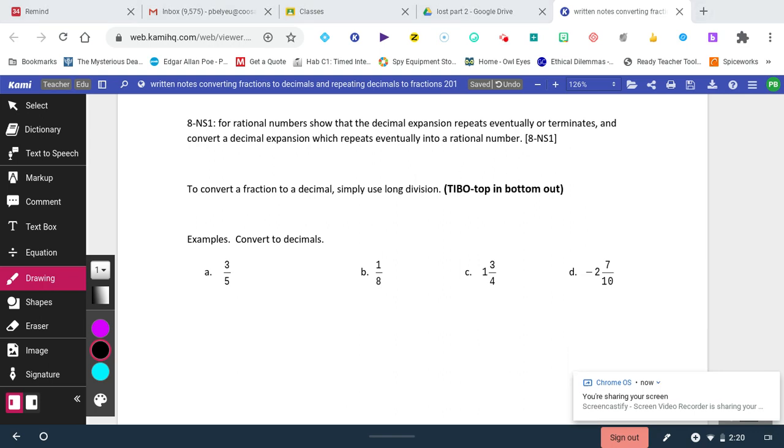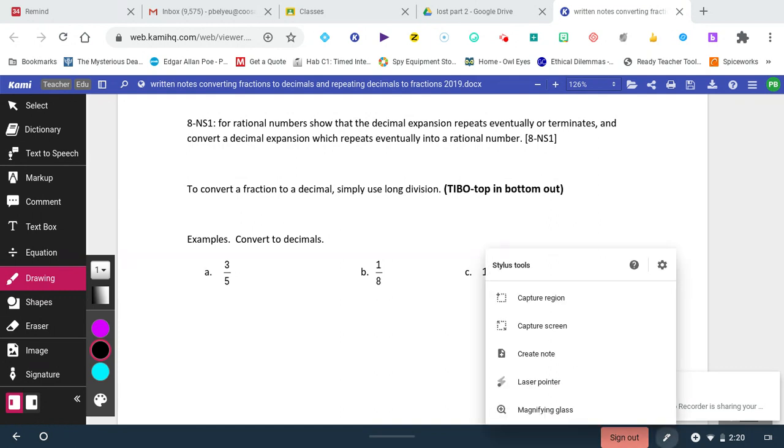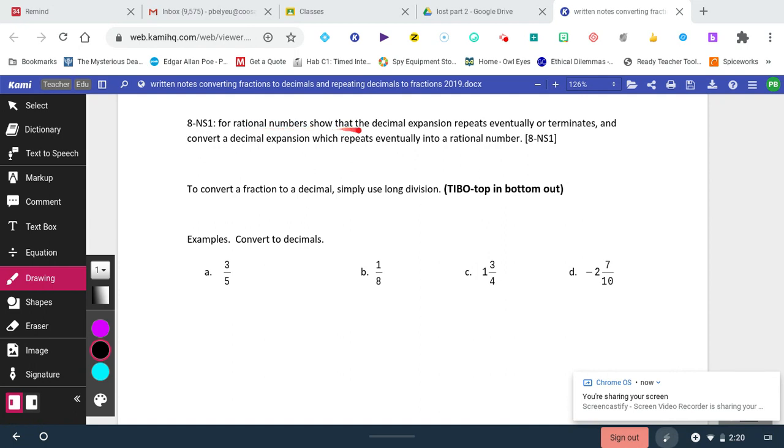Okay, so for this lesson, I'm going to start off with standard 8NS1. And it says for rational numbers, I'm just reading from the top, guys. For rational numbers, show that the decimal expansion repeats eventually or terminates. So I'm just going to take some rational numbers, basically these fractions, and show that they're going to repeat or they're going to terminate, meaning they're going to stop at some point in a place value.